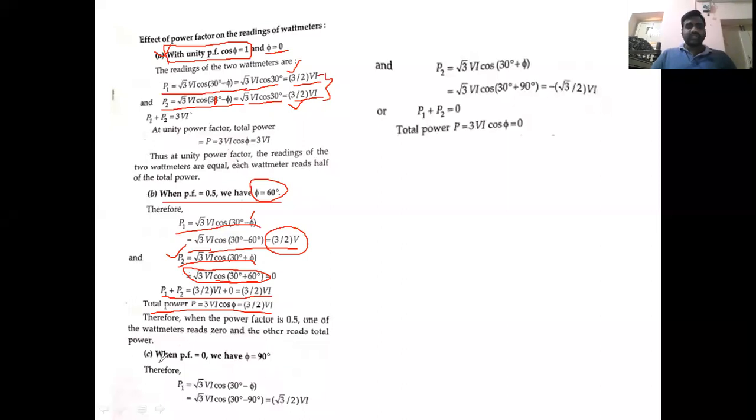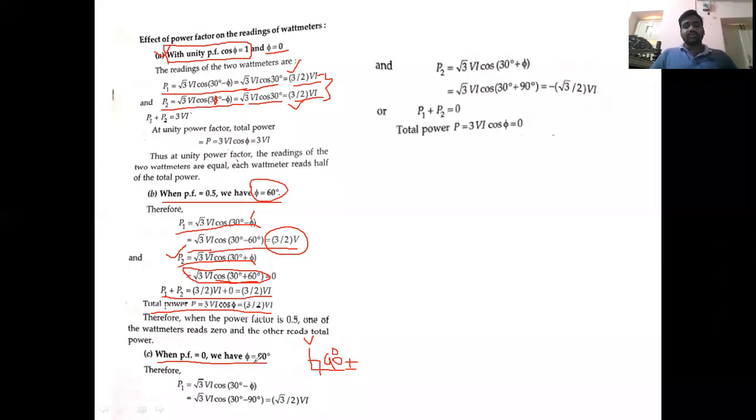So when the power factor is equal to 0, the phase angle is equal to 90 degrees. That means when the power factor is 0, the cosine of the angle between voltage and current, let us say this is voltage V, and this is current I, the angle between voltage and current is 90 degrees.